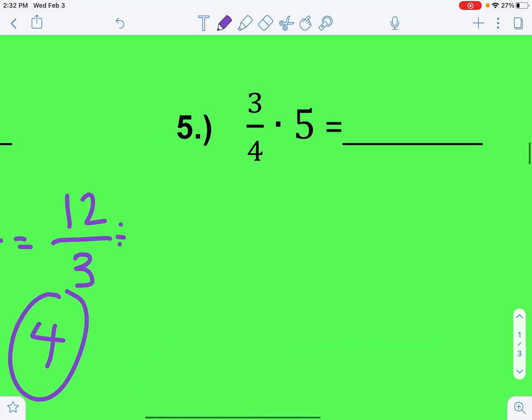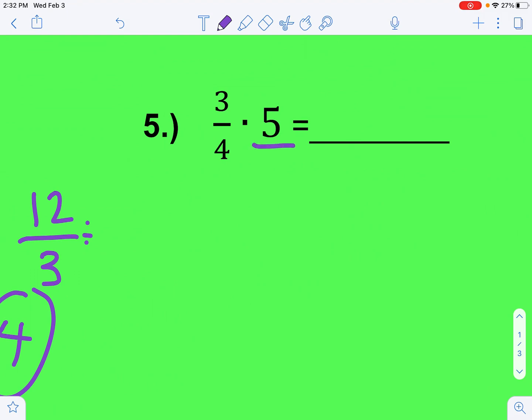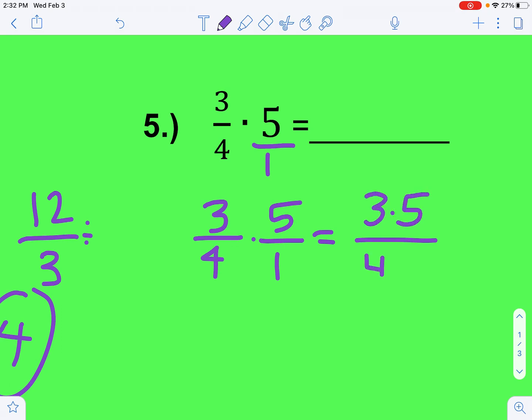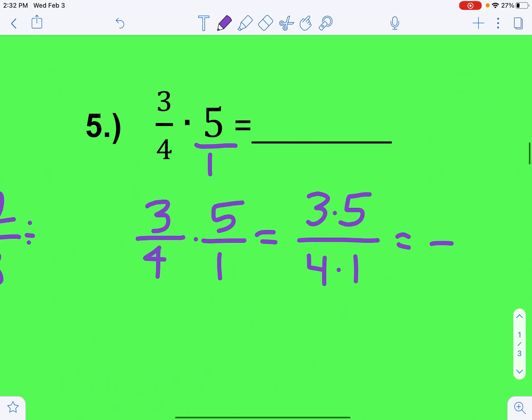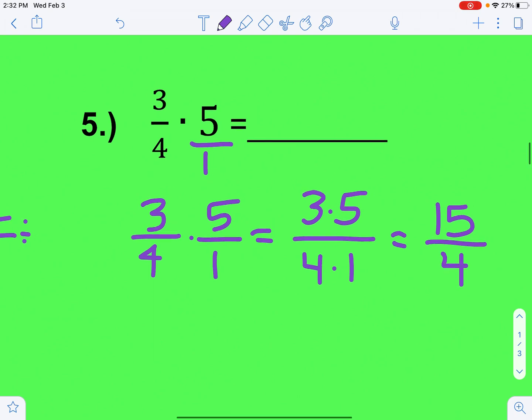Let's practice another one. This time we're taking 3/4 times 5. So again, to make 5 a fraction, you just put it under 1. Okay, so we're really taking 3/4 times 5 over 1. So our numerator is 3 times 5. Our denominator is 4 times 1. 3 times 5 is simply just 15. 4 times 1 is 4.